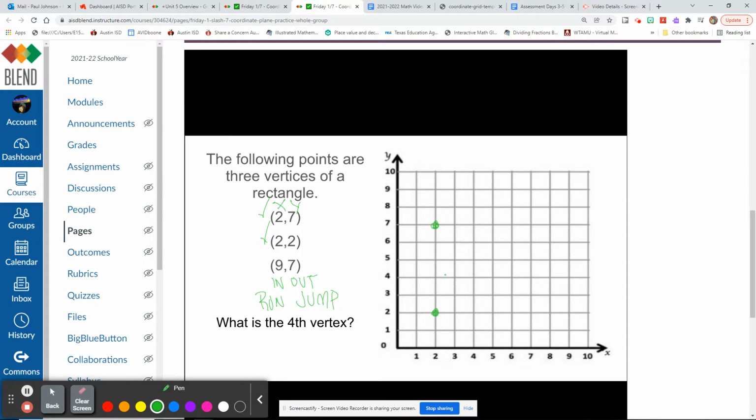Our third point is 9, 7. So we're going to run 9, and we are going to jump to the 7. All right. So this is a rectangle. I was about to say, this isn't a square. This is a rectangle. All right, so we need to find the fourth vertex.